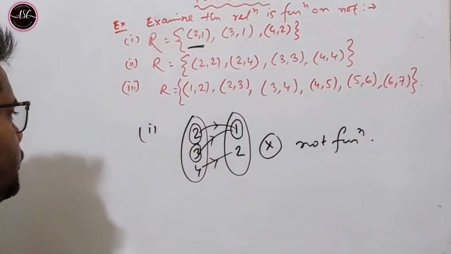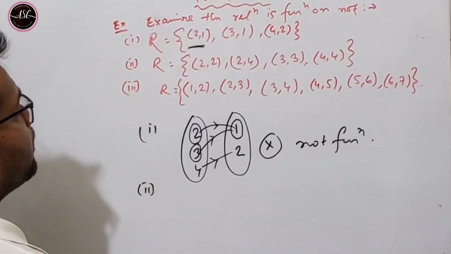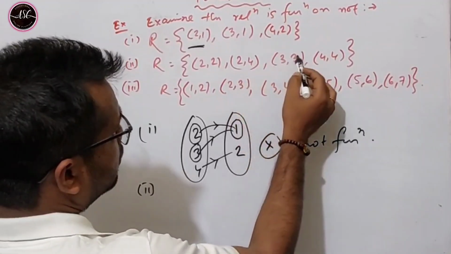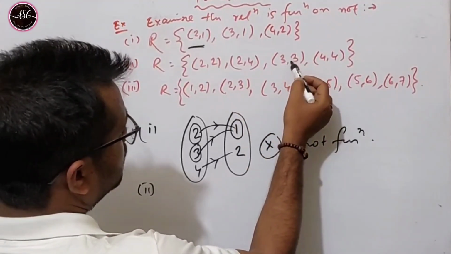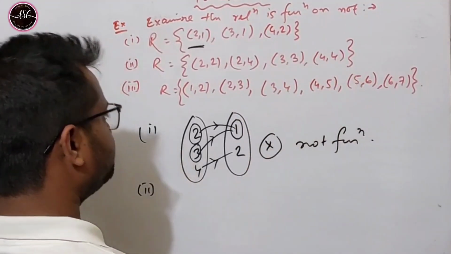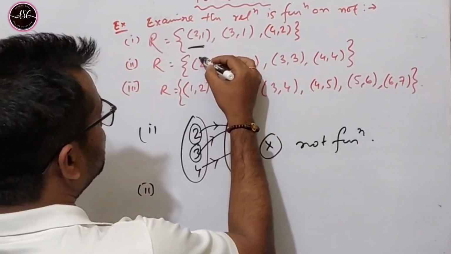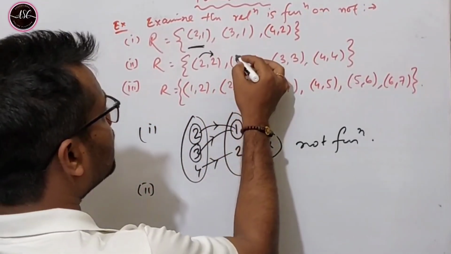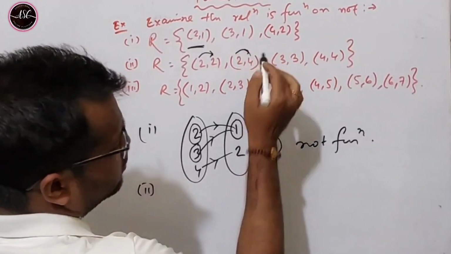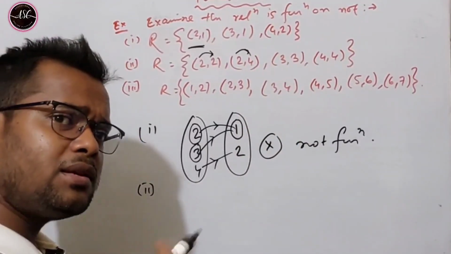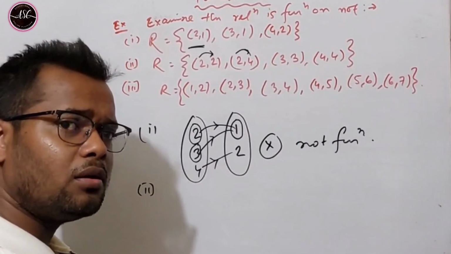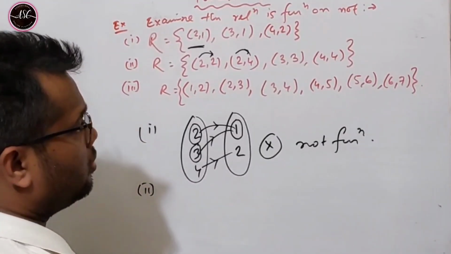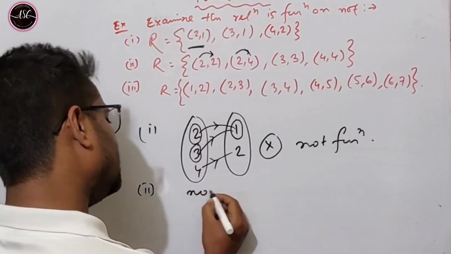Okay. Second, (2, 2), (2, 4), (3, 3) and (4, 4). So here also, (2, 2), the image of 2 is 2 and the image of 2 is 4. So there is more than one image. Okay, so this is also not a function.